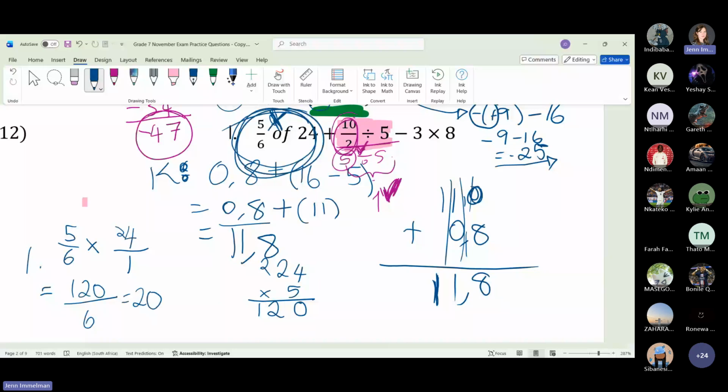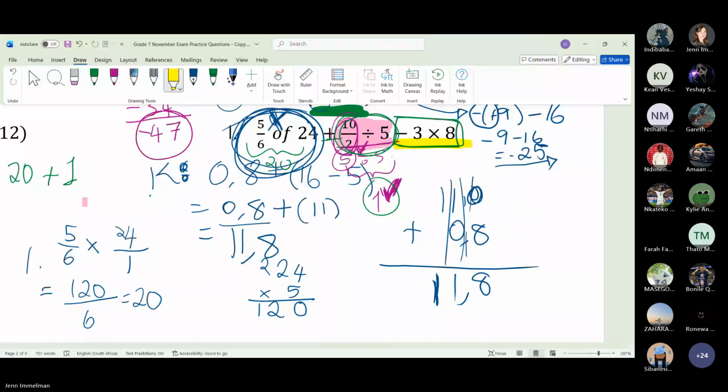So now let me use a different color actually. So far what I have is this has become 20. This plus stays. This whole thing has become 1. And I just have this bit at the end left, which I'm going to highlight in yellow. That's all I have left, the highlighted part in yellow. So now, there is no sign in front of the 8, meaning that it is positive. So now I have a negative times a positive, which is negative.